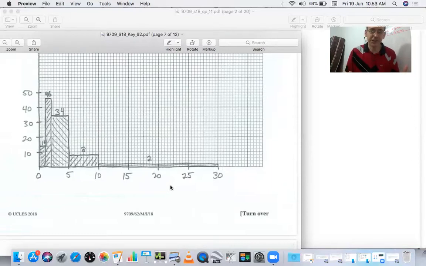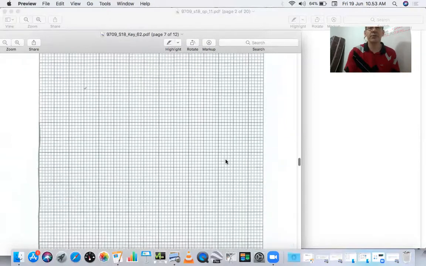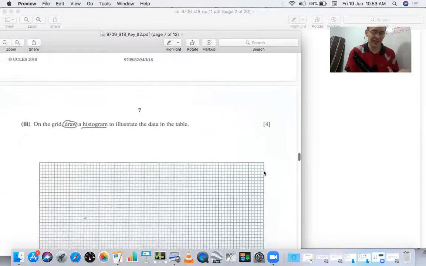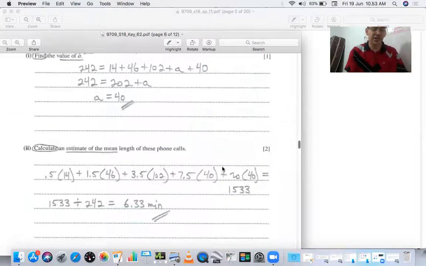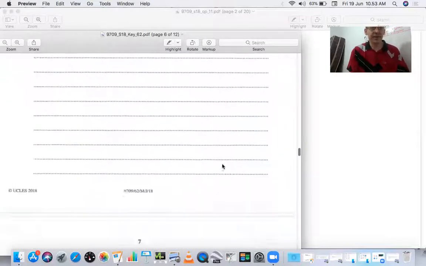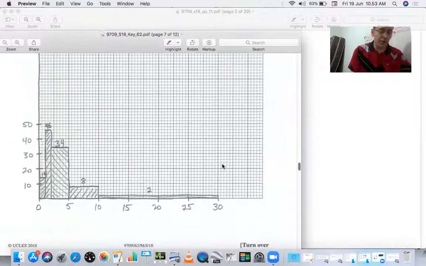If you're a perfectionist and you have to have everything just right, it's going to take you too much time. You do probably want to use a straight edge, but you need to work quickly. This one was worth 4 points. That means you got like 5, 6-ish minutes, and that includes figuring out your class widths, your frequency density, figuring out what your scales are going to be, both the y and x-axis, and drawing it. So you need to work efficiently.